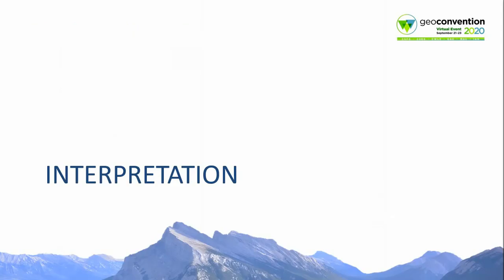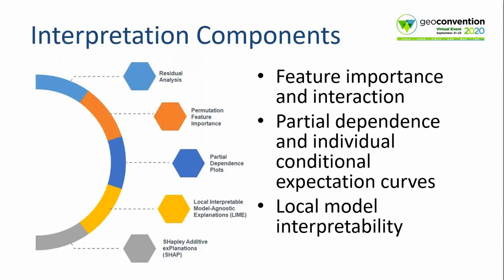So to the interpretation piece, the models were interpreted using a number of different techniques, including feature importance and interaction, partial dependence and individual conditional expectation curves, and local model interpretability. Features with higher importance have a higher effect on the model prediction, and ideally the model should reduce or minimize feature interactions.